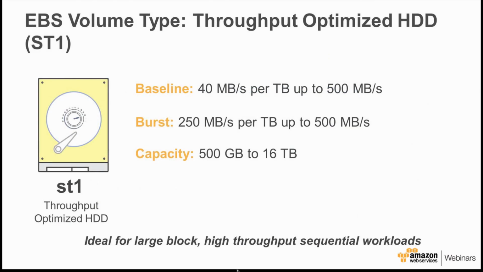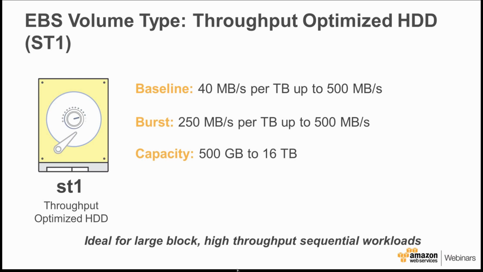Now we move to our next volume type. This is a different category of volume types. This is based on HDD or spinning disk technology. First is our throughput optimized ST1 volume. Throughput optimized ST1 is ideal for large block, high throughput sequential workloads as opposed to random workloads for GP2 and IO1. So for example, you can consider using this volume for big data workloads, log processing and ETL workloads, data warehousing workloads like Vertica, and other workloads like Kafka.